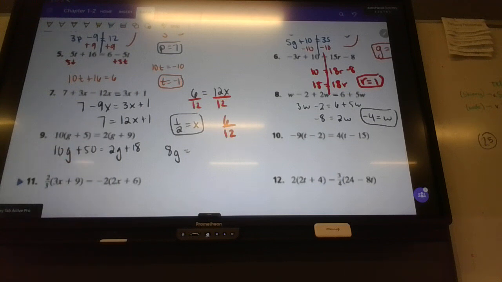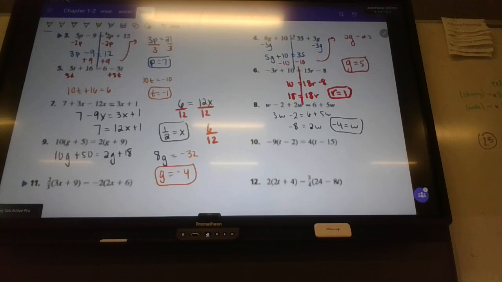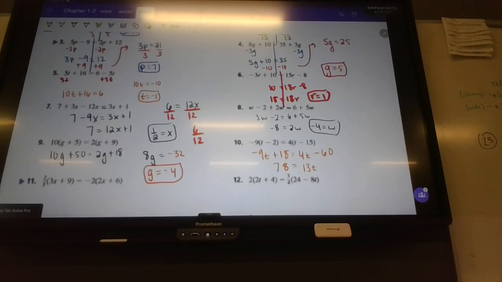But what's 18 minus 50? 32? So number 9 is -4. $78 divided by 13. What's 10? Anybody get 10?